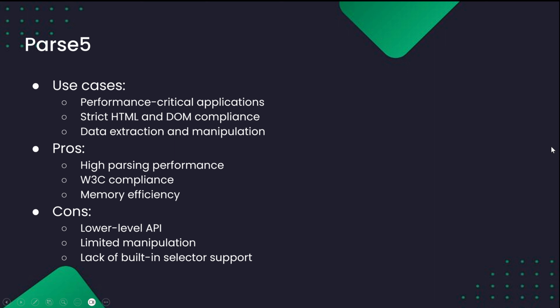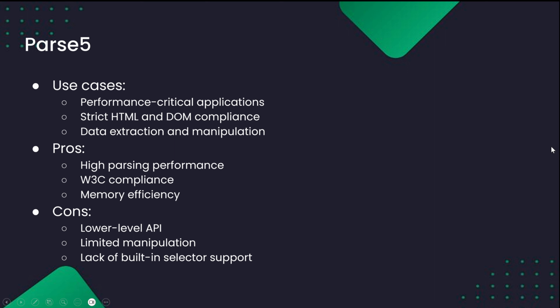Some cons are its lower-level API. Compared to some other HTML parsers like Cheerio or JSDOM, Parse5's API is lower level, requiring more manual traversal and manipulation of the DOM. Its limited manipulation capabilities. While Parse5 offers basic manipulation capabilities, it may not provide the same level of convenience and ease as libraries like Cheerio or JSDOM for complex HTML manipulation tasks.